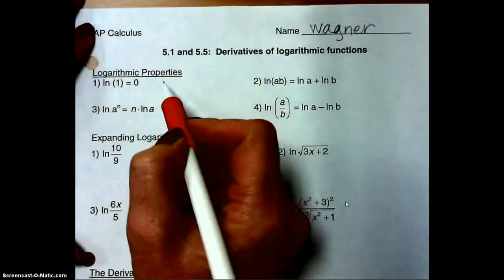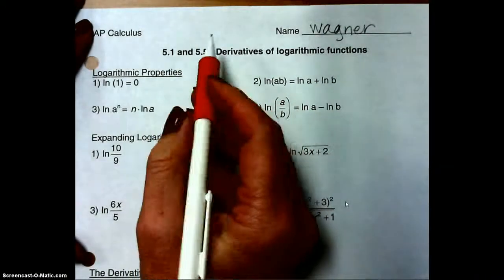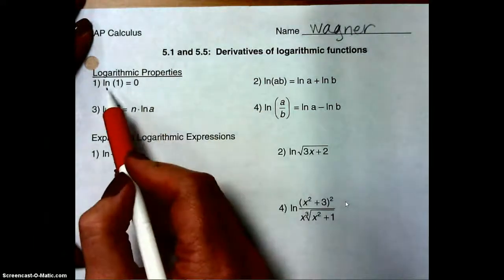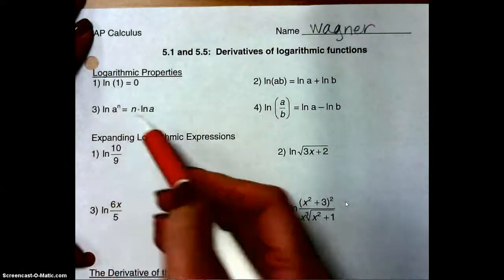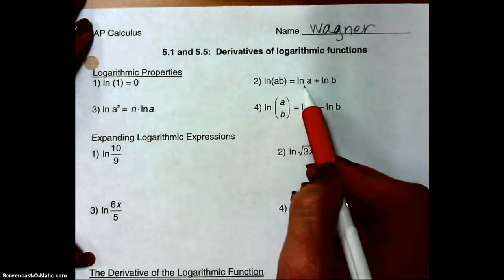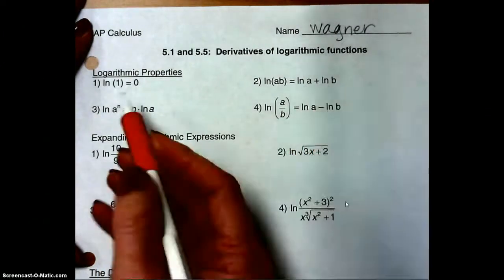Okay, remember that in Algebra 2 and Pre-Cal you talked about log properties. I want to remind you of a couple of them. Natural log of 1 is 0. Remember, if you have a natural log that's being multiplied, you can split it into two logs being added.